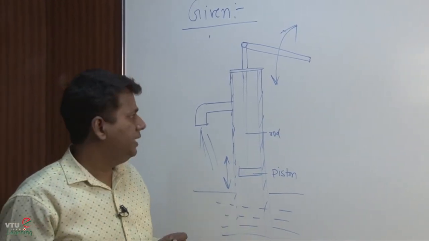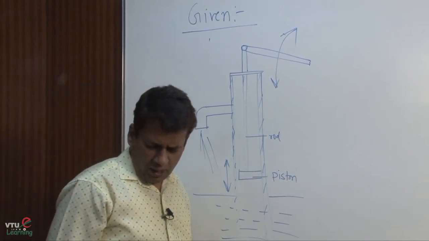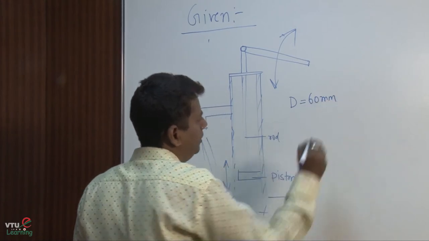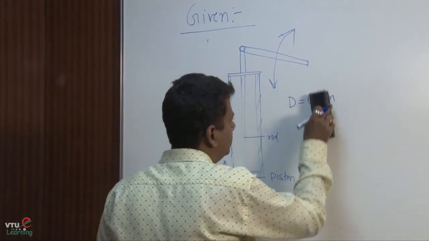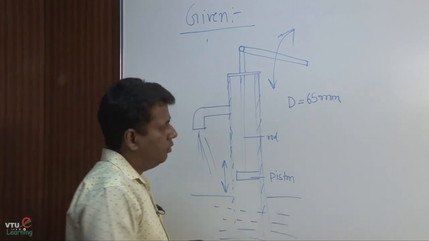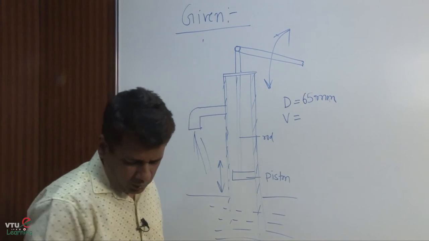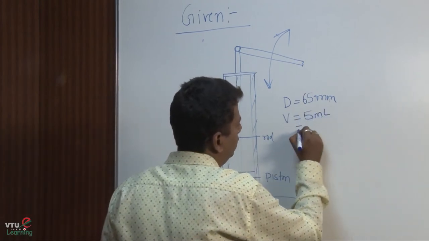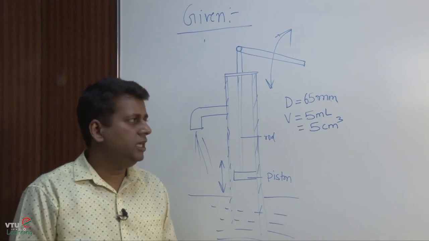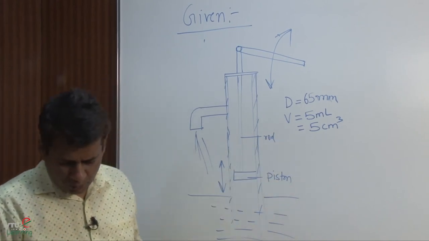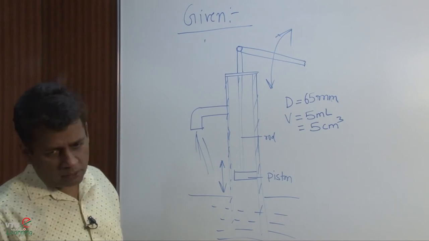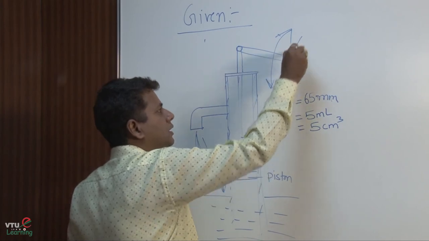So what he gives here are some parameters. The diameter of the rod is 65 millimeter. Next, the volume of displacement is equal to 5 milliliter, which is equal to 5 centimeter cube, since 1 ml is equal to 1 cc. So 5 ml is equal to 5 cc. It is a double stroke, the volume displaced per double stroke. So this is one stroke, this is another stroke, right?